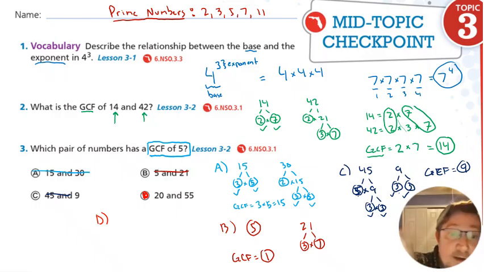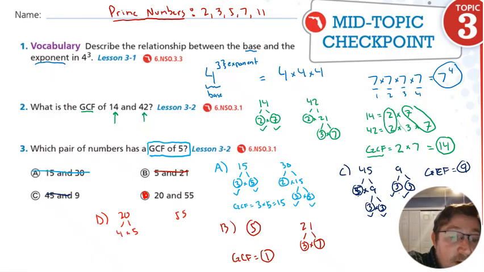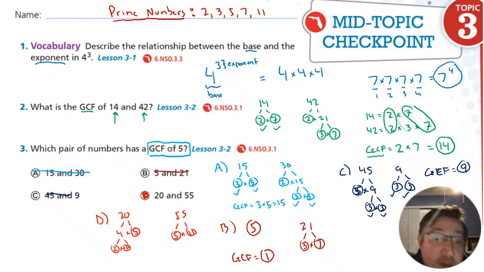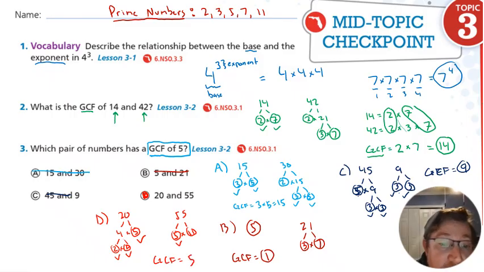So here we have D. We have 20 and 55. 20 is 4 times 5. 5 is prime. 4 is 2 times 2. 2 is prime. And 55 is 5 times 11. Both prime numbers. We look. This side has 2 2s, but this has no 2s. So 2 is not a common factor. But they both have a 5. So the greatest common factor is 5. And that is our answer.